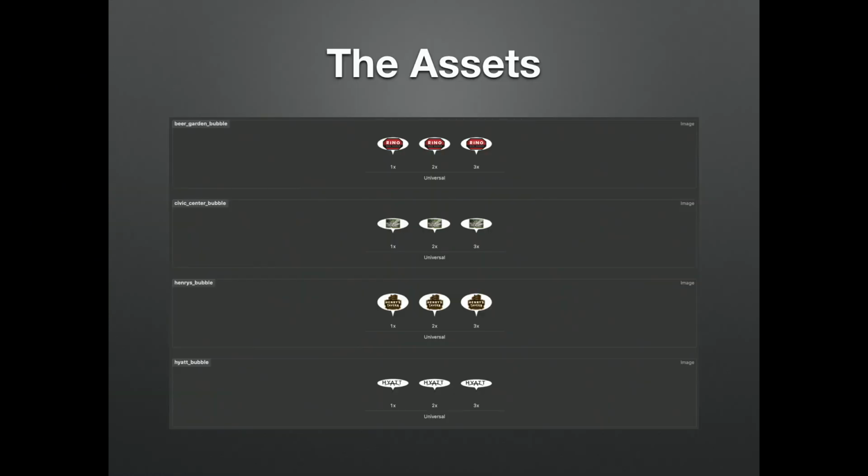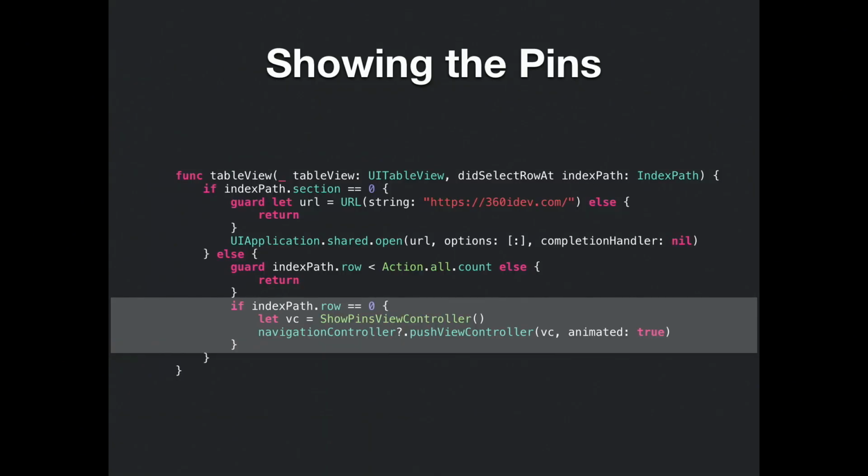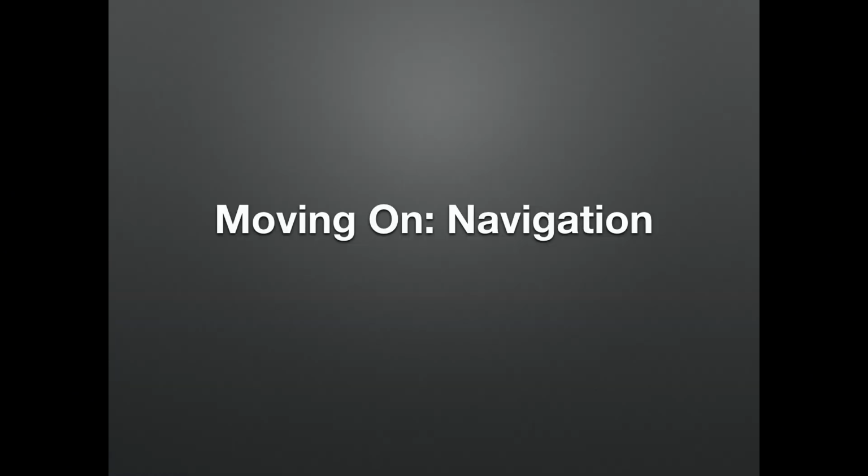Here's the assets. I just grabbed essentially these images and threw them into bubbles in Sketch, and then exported them. And now we're going to show the pins. So back to the table view. We're just checking to see if the index path row is not equal to 0. Then what we're going to do is go and grab this, if it is equal to 0. We're going to create this show pins view controller, push it onto the navigation stack, and at that point, ARCL takes over, and we get the pins view.